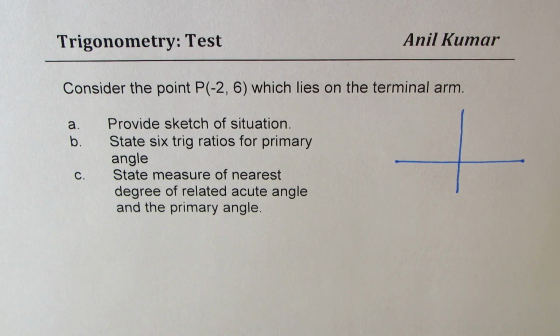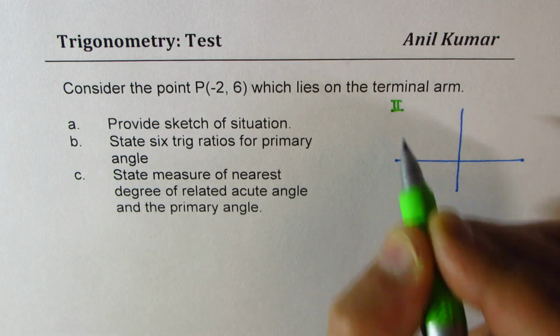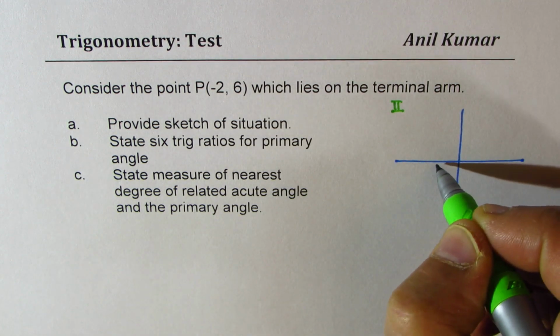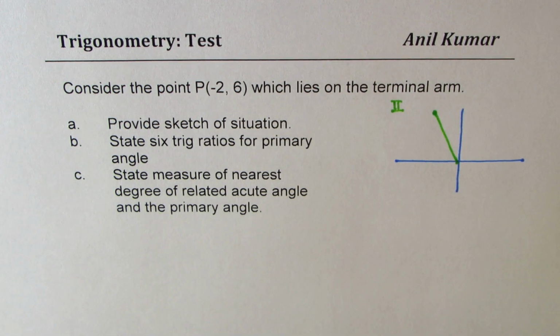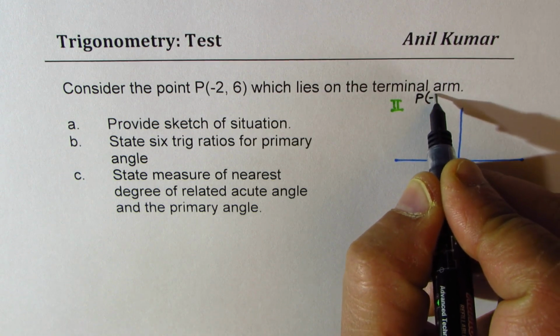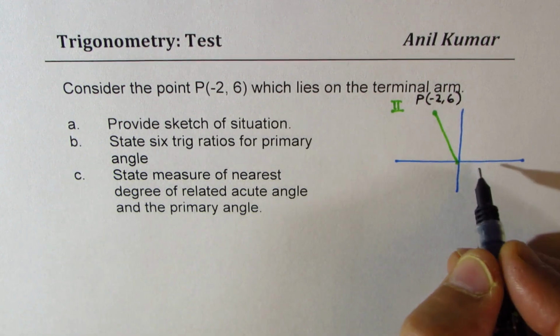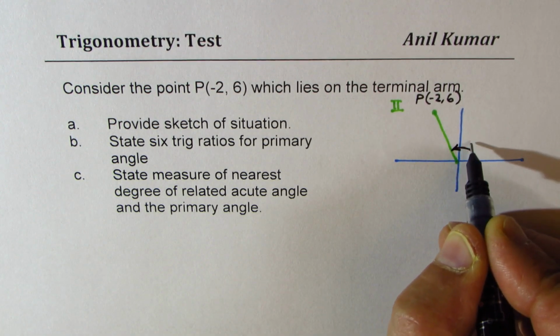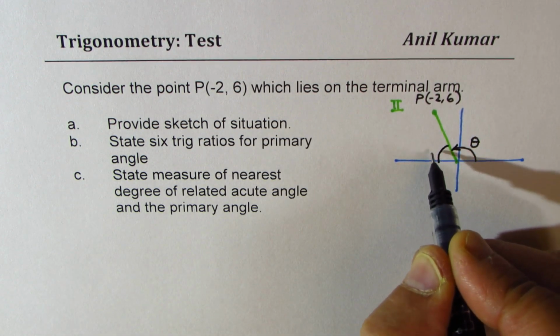Coordinate points are -2, 6. That means we are in quadrant 2. So let us say -2 and 6. It will be kind of like this. So let this be the point P for us, which is -2 and 6. Now in this case, the primary angle will be theta. Let's call this theta. And the related acute angle, let me call this alpha.